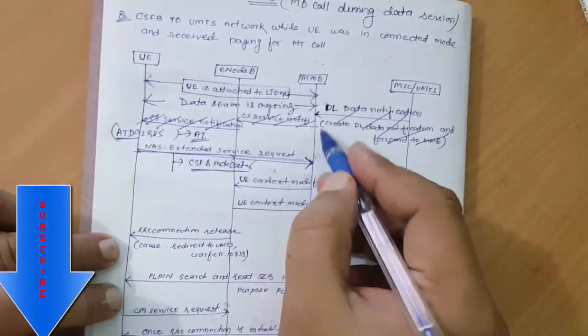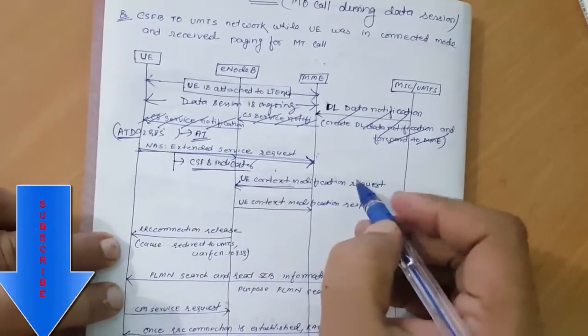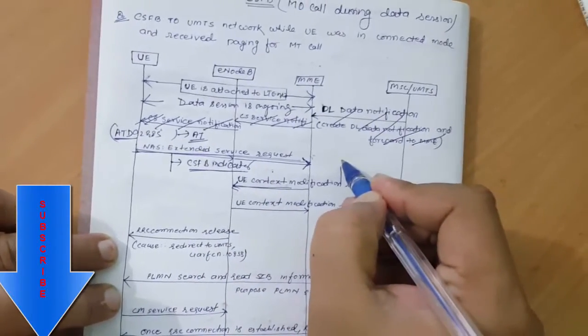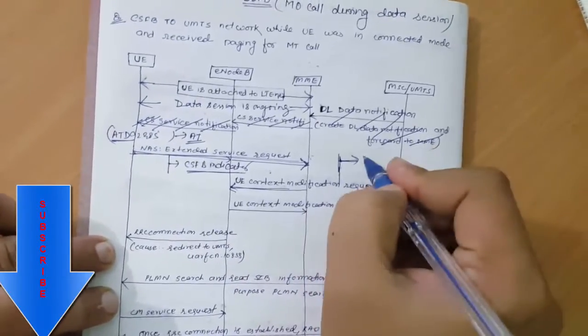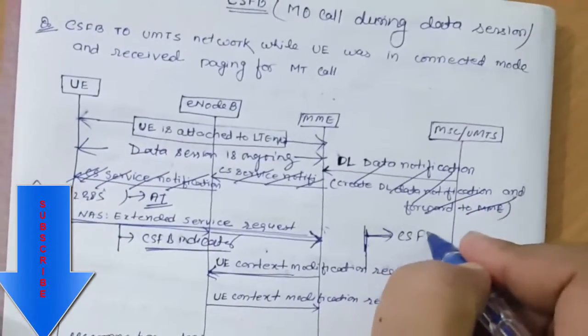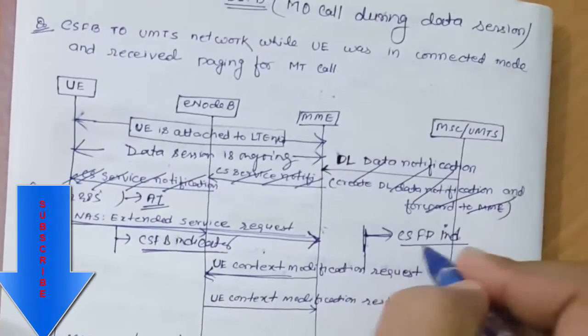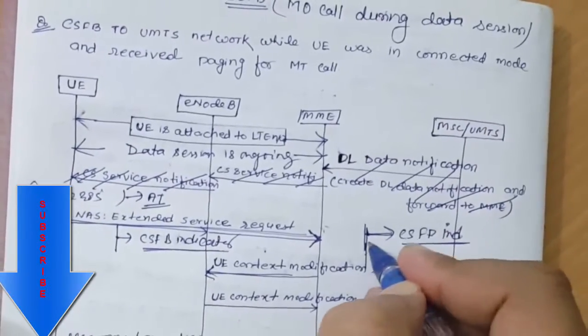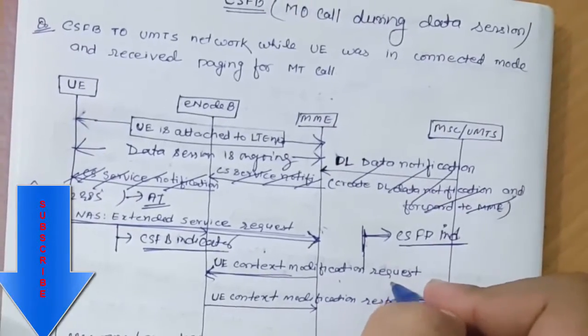The cause of the extended service request message is CS fallback, and after receiving the extended service request message from the UE, the MME sends the UE context modification request message. This message contains some important elements. The CS fallback indicator is an important element, and it is attached with the UE context modification request message.